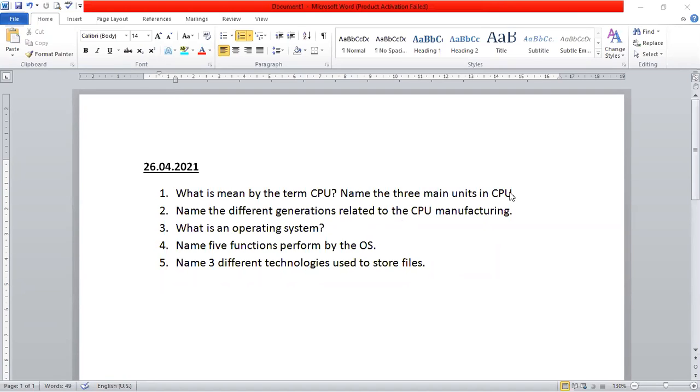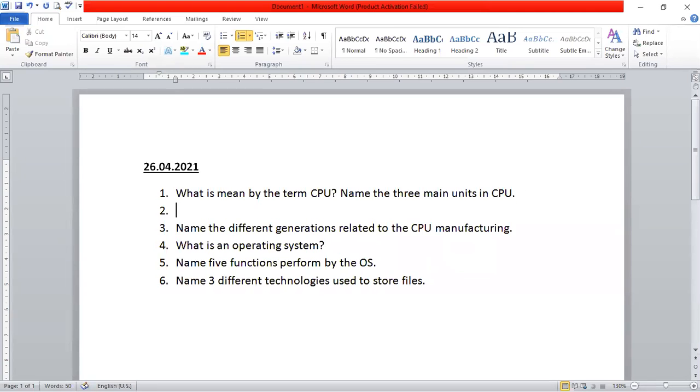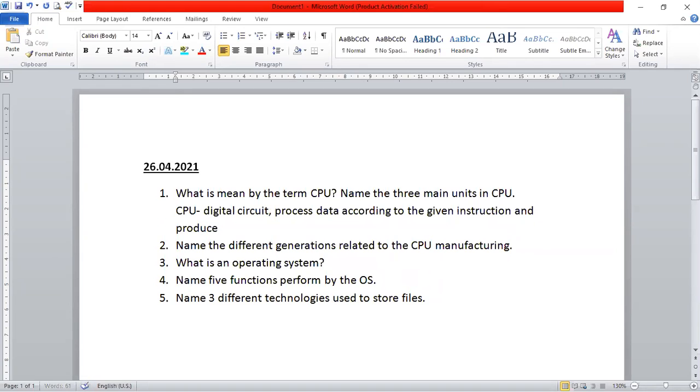Dilanya, can you explain your answer for the first one? Okay, sir. CPU, can I tell the answer? Yes, you have to tell the answer. Others also have to listen. CPU is a digital circuit that processes according to the given instructions. Okay, digital circuit, right? And the main units in the CPU are the memory register, the arithmetical logical unit, ALU, and the system unit. It processes data according to the given instructions and produces information.